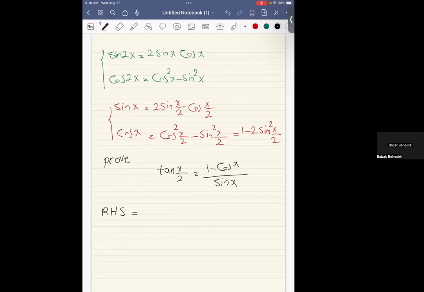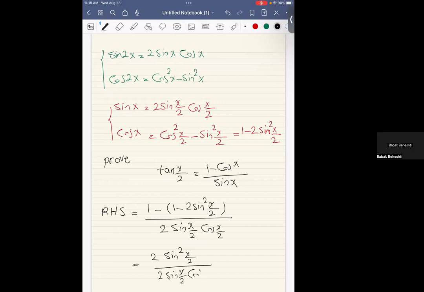So the right-hand side is equal to 1 minus cos x, which is 1 minus 2 times sine square of x half, divided by sine x. What is sine x? I can write it as 2 times sine x half cos x half, right? So on the top, you have 1 minus 1, it's just 0, and you have 2 times sine square of x half, divided by 2 times sine x half cos x half. If you simplify this, you get sine x half on the top divided by cos x half, right? Which is exactly the left-hand side, that is the tangent of x half.